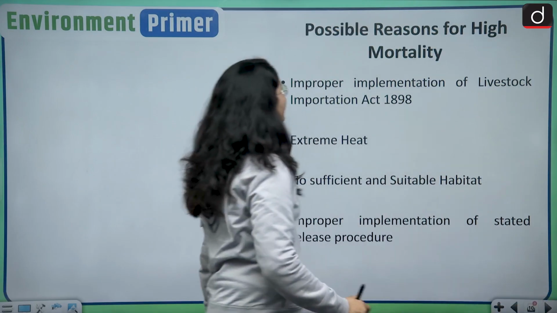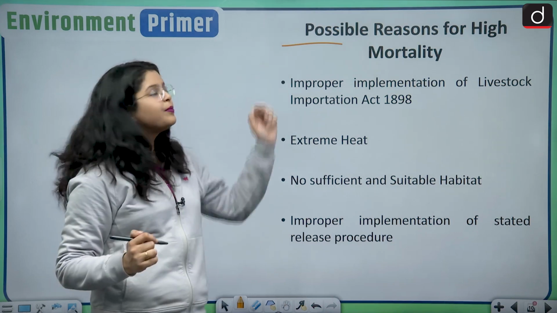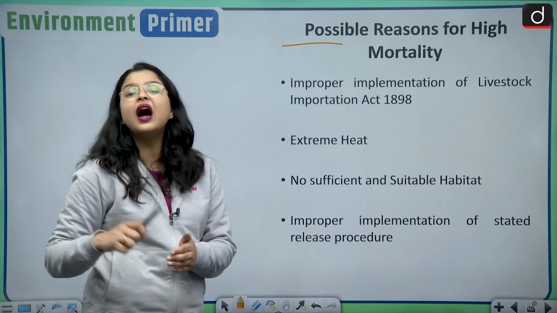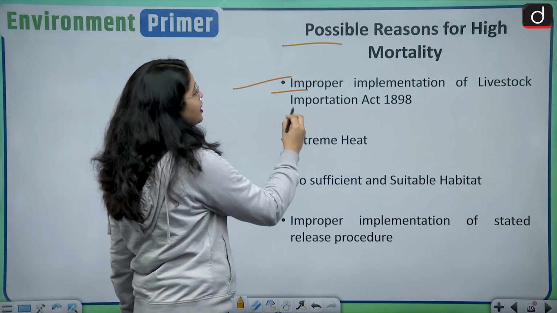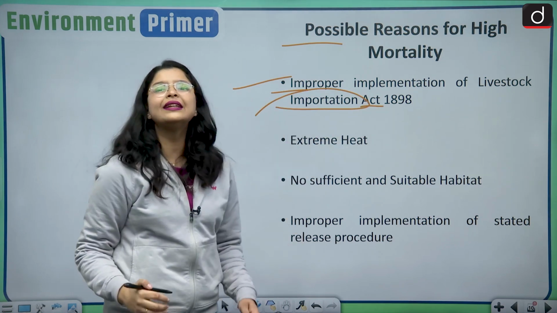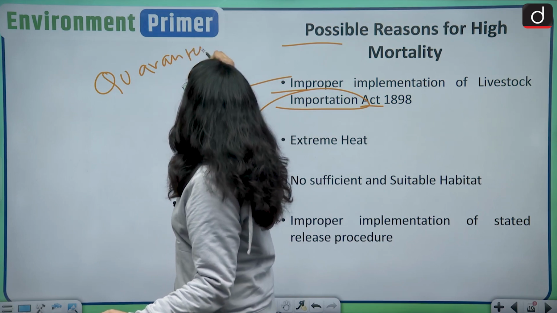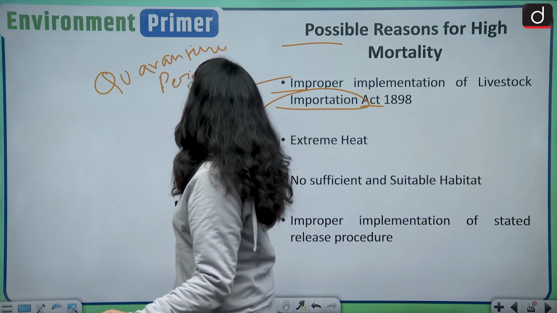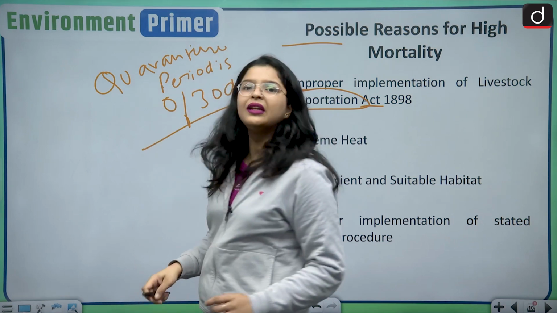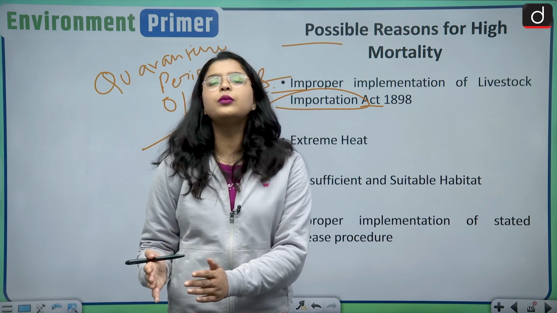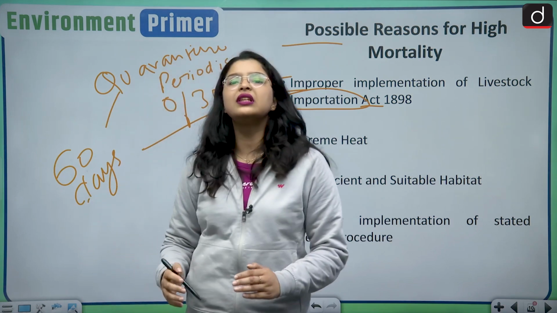Moving forward, let us analyze the possible reasons behind high mortality in Project Cheetah, because this is the point that the scientists are discussing, and they are criticizing the government on the same. So the first point is improper implementation of the Livestock Importation Act of 1898. Under this act, the quarantine period is 30 days. Okay, but the African cheetahs which were brought under Project Cheetah were kept in quarantine for 60 days, which adversely affected them.